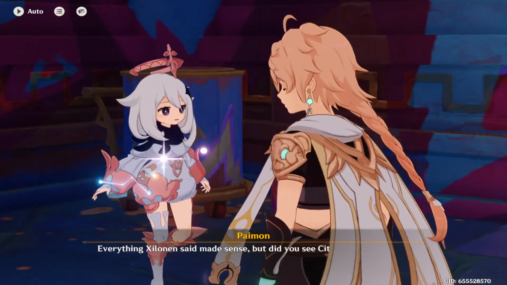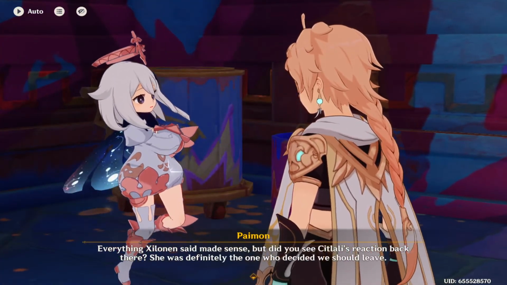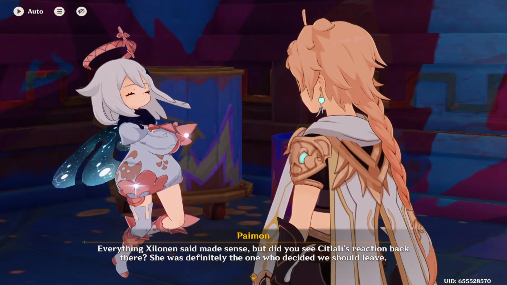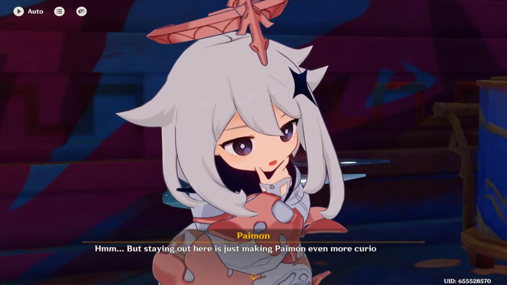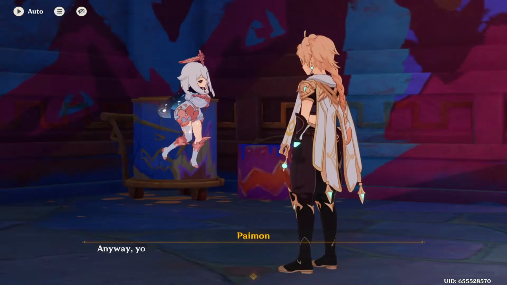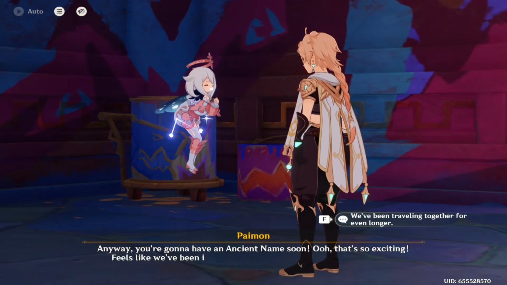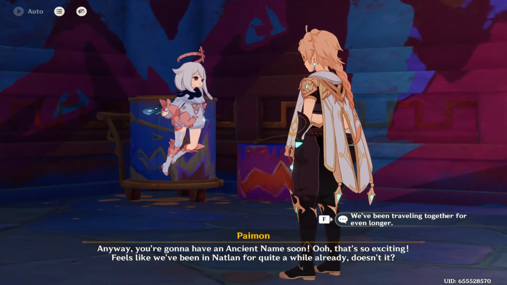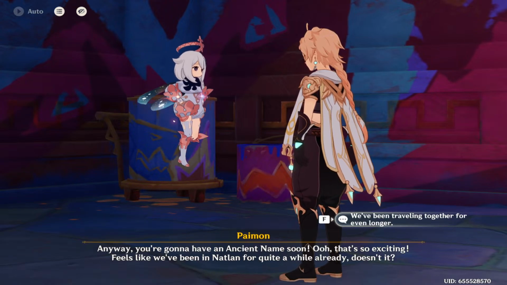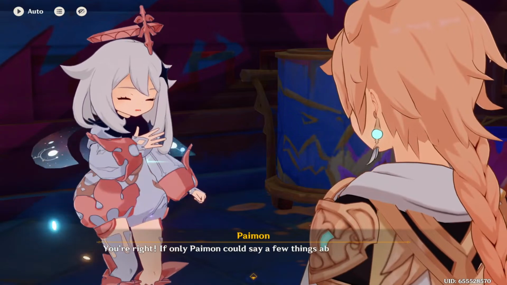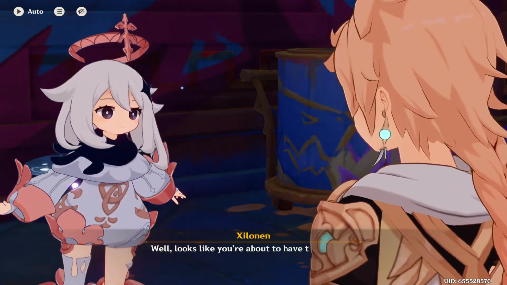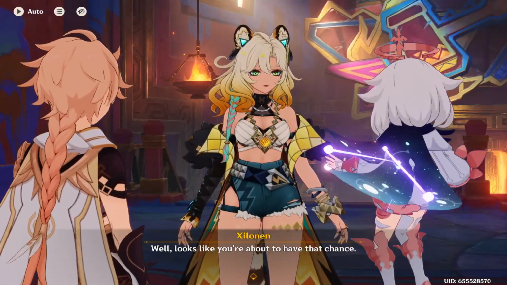Everything Shilonen said made sense, but did you see Lolly's reaction back there? She was definitely the one who decided we should leave. But staying out here is just making Paimon even more curious about what everyone's gonna say. Anyway, you're gonna have an ancient name soon. Ooh, that's so exciting! Feels like we've been in Natlan for quite a while already, doesn't it? You're right! If only Paimon could say a few things about you in there. Well, looks like you're about to have that chance.